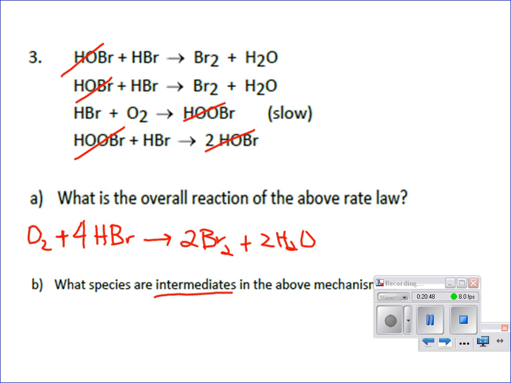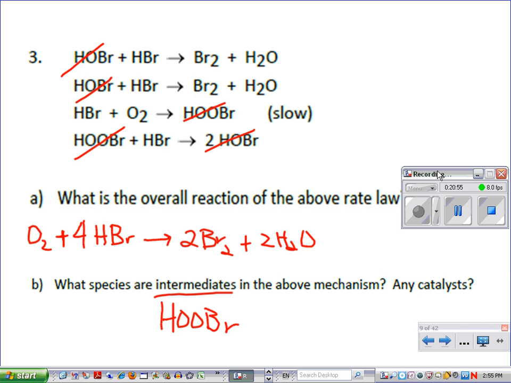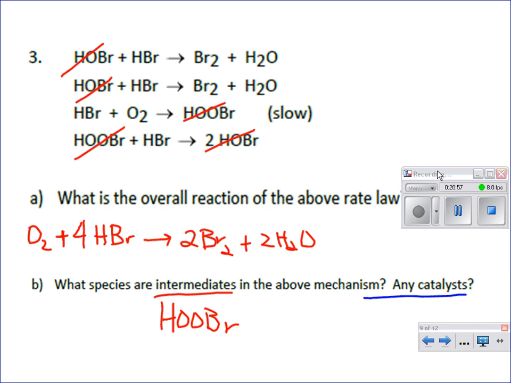HOBR? Huber. Do we have any catalysts? So Hober. Hober's a catalyst. Huber's an intermediate.